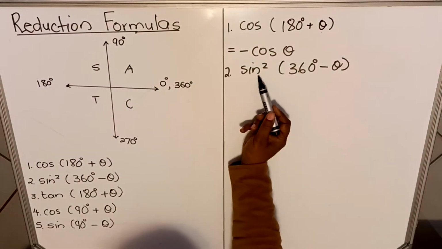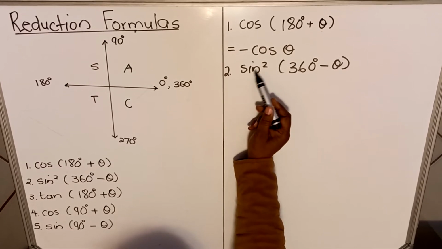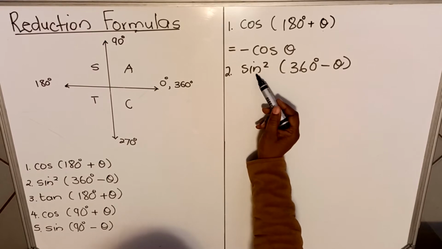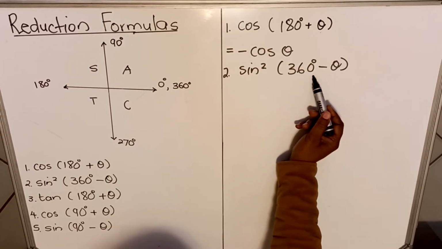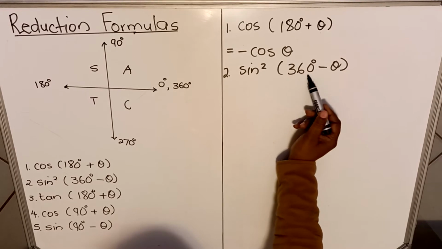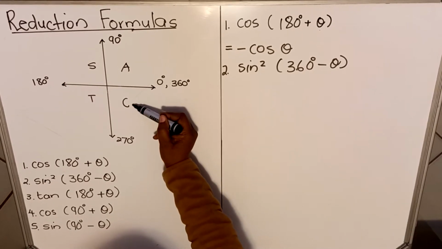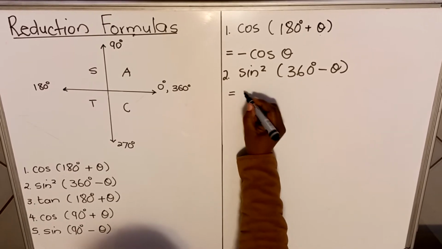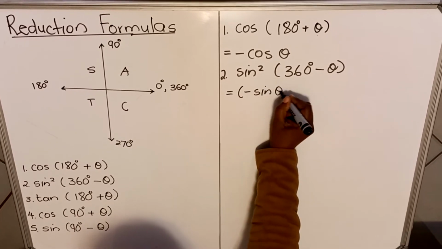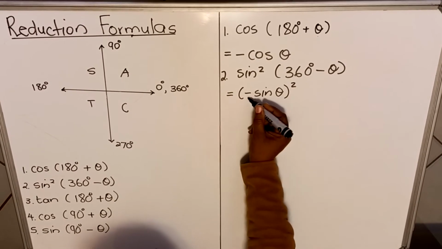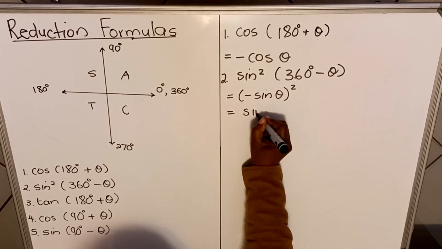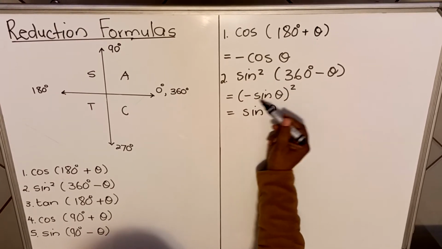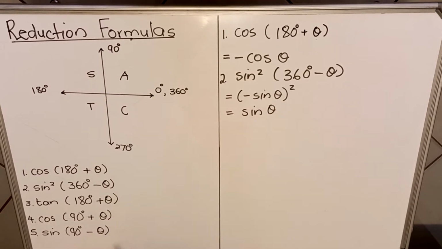Right, the second one is slightly different. Your sine is squared, your ratio is squared. You never write your square on your angle. The squared is written on the ratio. Now what's my angle? 360 minus theta. Where is that? 360 minus is the fourth quadrant. How is sine in the fourth quadrant? Negative. But now because we have the squared, you're going to write negative sine theta and then everything squared. So negative times negative will be positive. So your final answer will be positive sine theta because of that squared. The square will affect the negative. You have to write the brackets to show that.